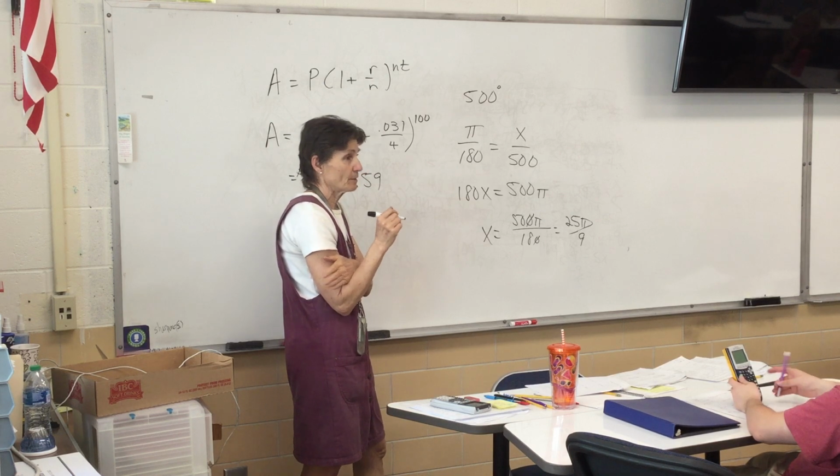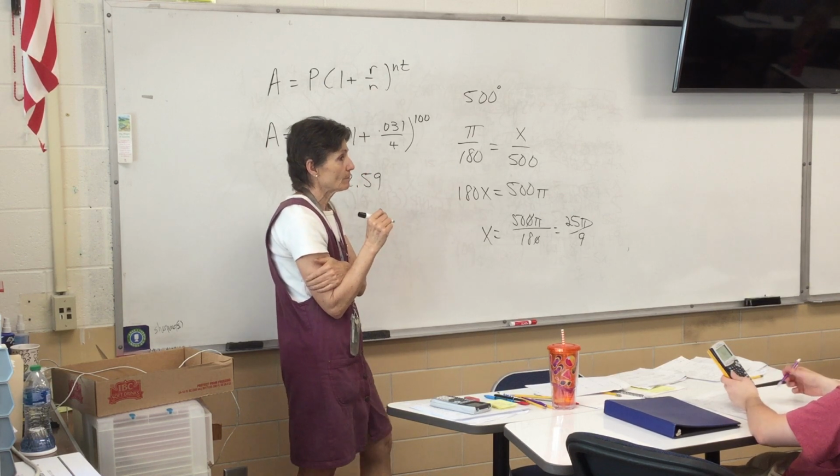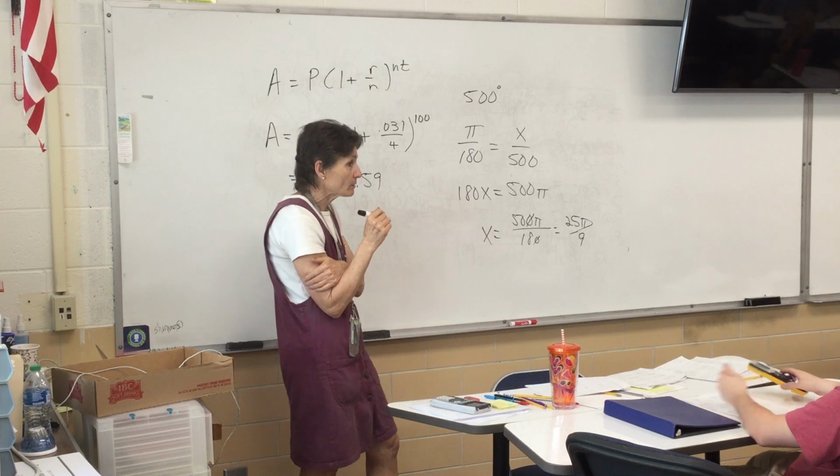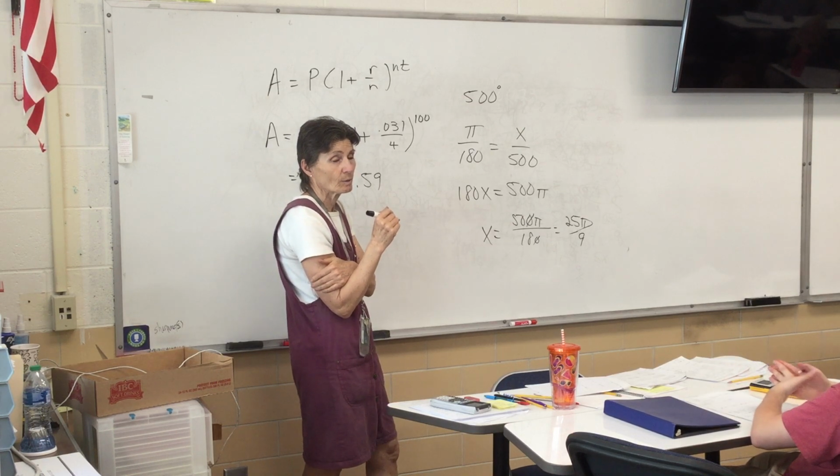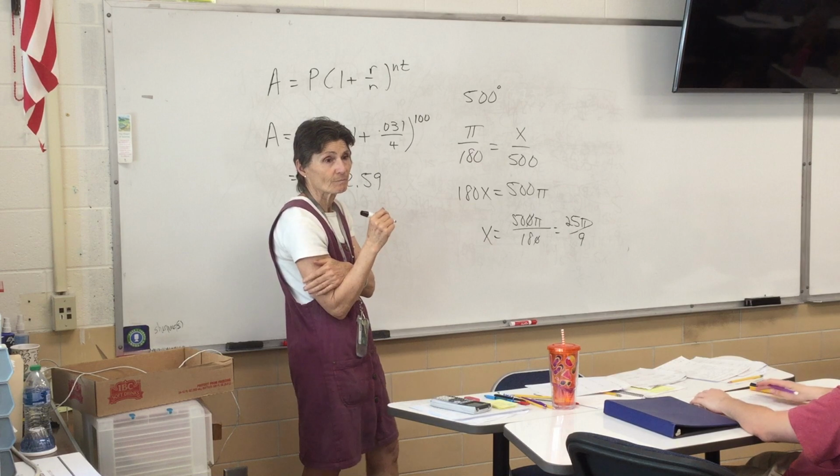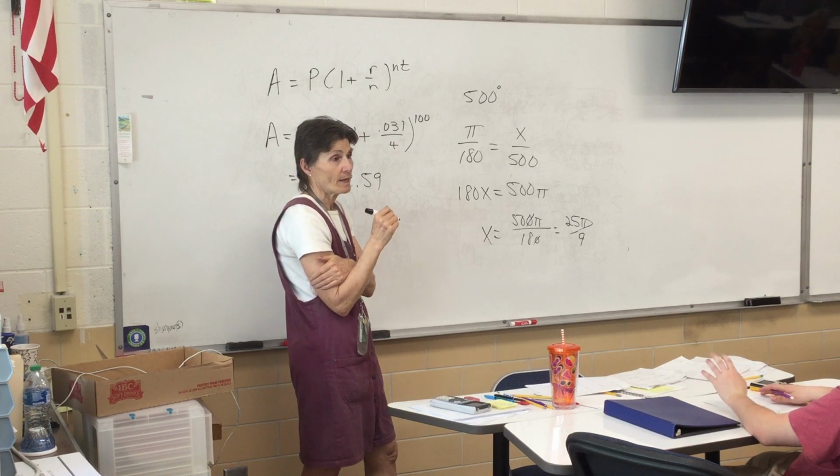Remember, this is a no calculator problem. You have no calculator, so this is just it, 25 pi over 9. Okay?